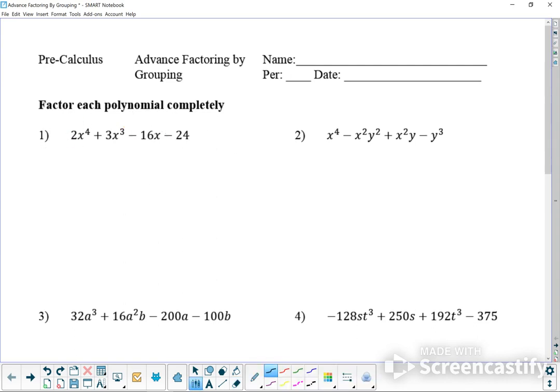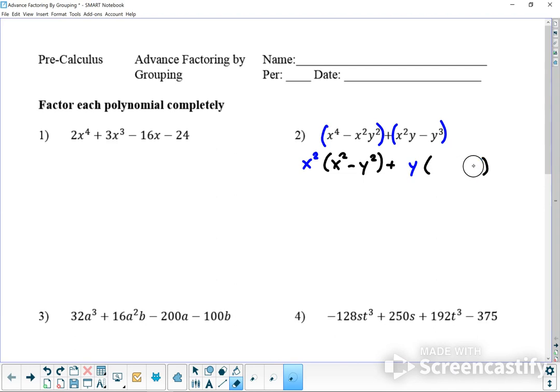All right, number 2, I'm going to go ahead and group it just the way they are. So group it like this and group it like this. We're going to go ahead and factor out what we can. In this case, we're going to factor out x squared, so that leaves us with x squared minus y squared, plus, and from the second grouping, we're going to factor out a y, which leaves us with x squared minus y squared.